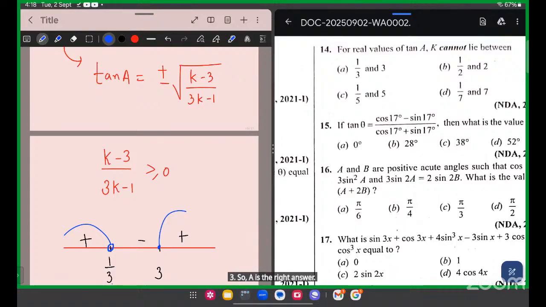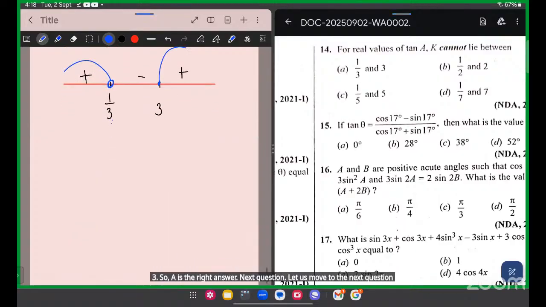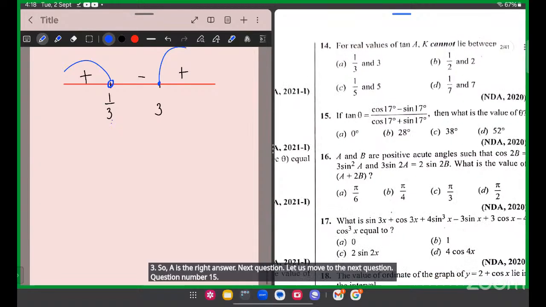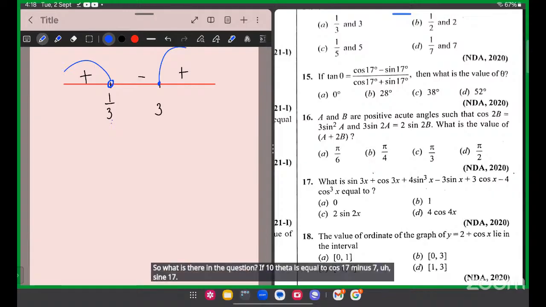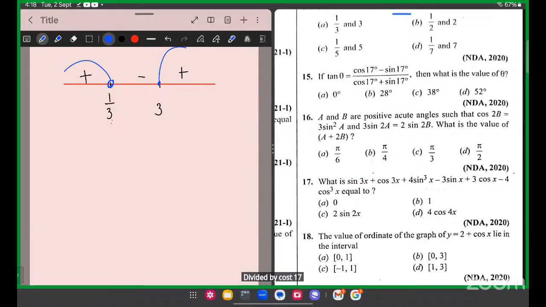Next question. Let us move to the next question. Question number 15. So what is there in the question? If tan theta is equal to cos 17 minus 7 sin 17 divided by cos 17 plus sin 17, then what is the value of theta? Question number 15. Try karo zara, please try.